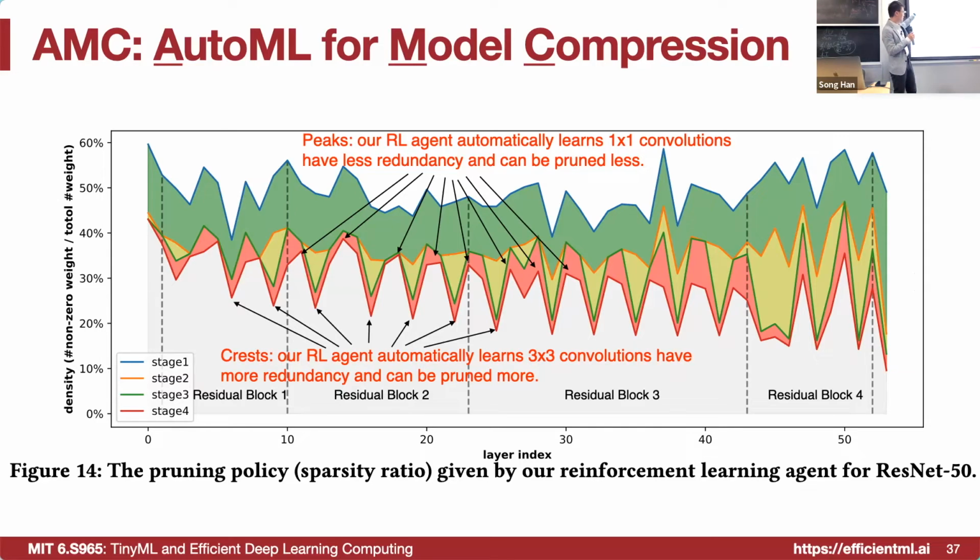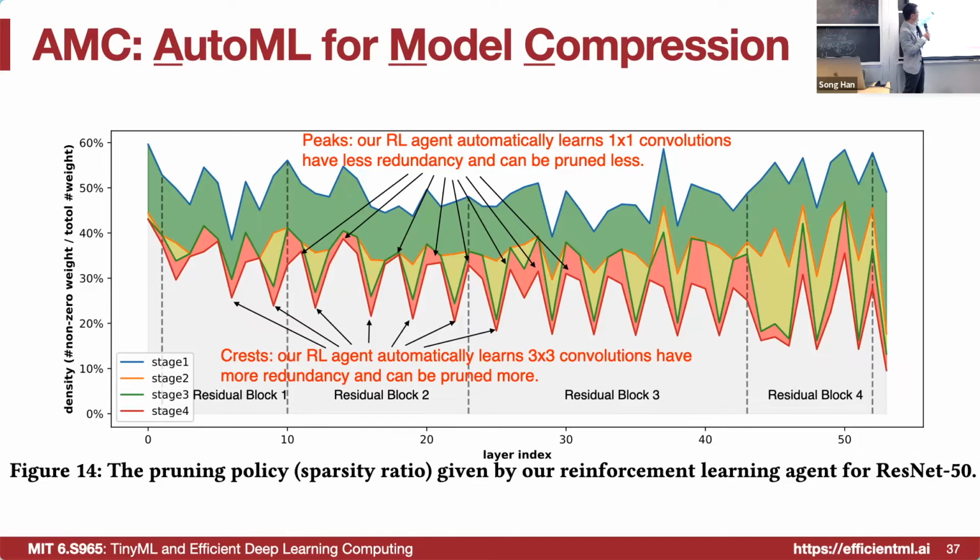This is the pruning policy, which is the sparsity ratio for different layers, altogether 50 layers for ResNet-50. And this is the density, the percentage of non-zeros. So here means very sparse, here means less sparse: you have a lot of non-zeros versus very few non-zeros. For the different stages 1, 2, 3, 4, we use different colors. Different stages mean different resolutions in ResNet-50.